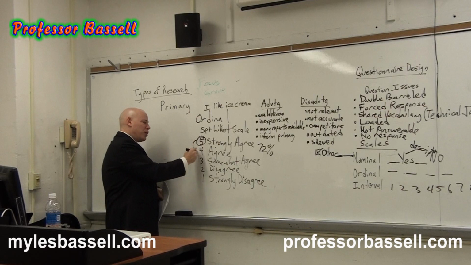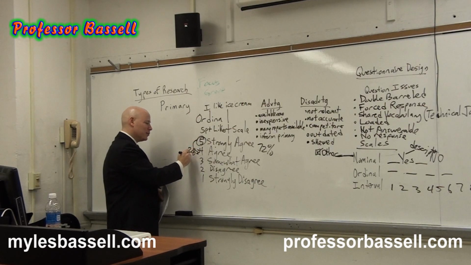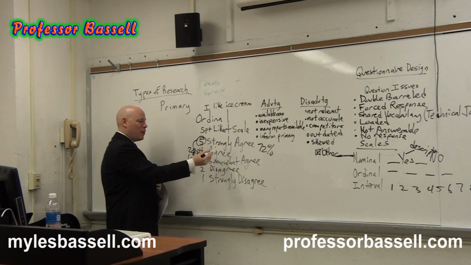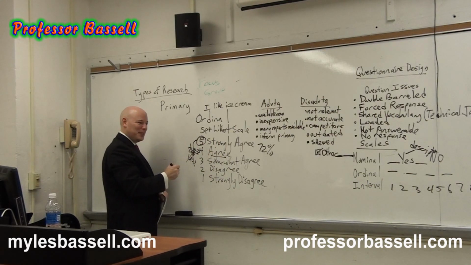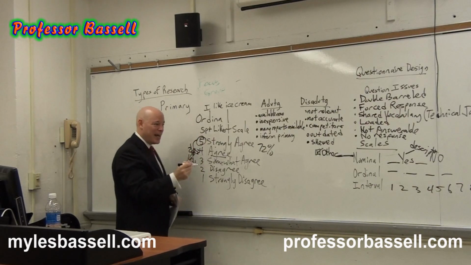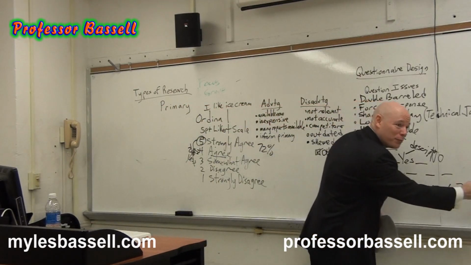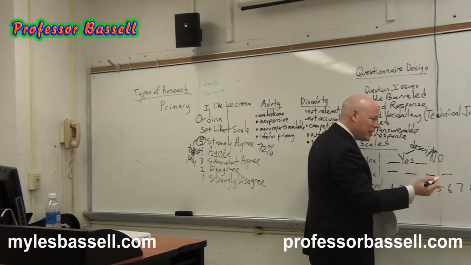But there's no relationship between this 5 and this 4. This is not 20% less. So how much do you like ice cream? Well, these people, right, like it 20% less. No, that's not true. This is just coding, not a scale. This is a scale. And there is distance here.